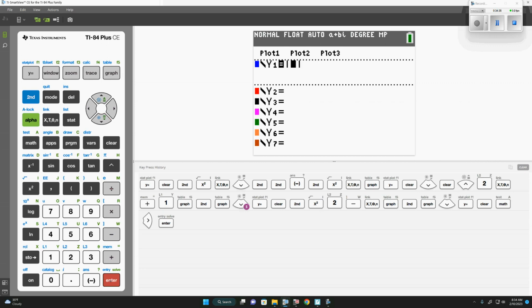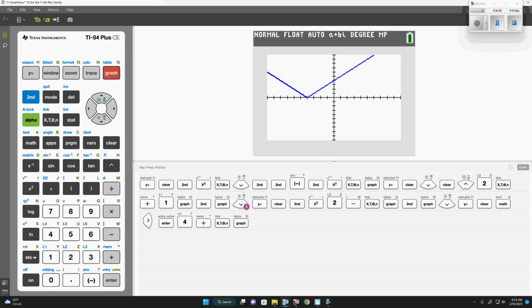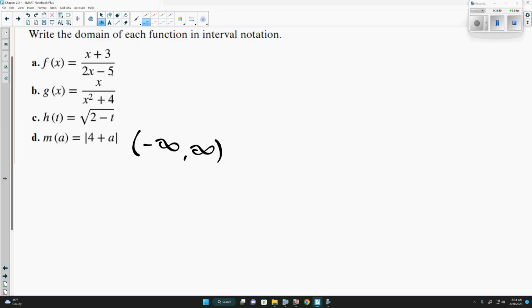Value, I think it was 4 plus a. Covers the whole x-axis. All real numbers. Because again, the only ones that we're going to really have restrictions are when x is in the bottom of a fraction or inside an even root. Those are the times that we're going to have a restriction.